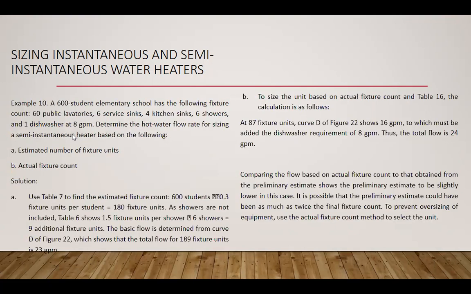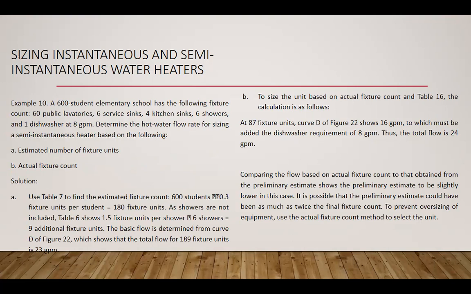Okay. Sample. A 600 student elementary school has the following fixture count: 60 public lavatories, 6 service sinks, 4 kitchen sinks, 6 showers, and 1 dishwasher at 8 GPM. Determine the hot water flow rate for sizing a semi-instantaneous heater based on the following: A. Estimated number of fixtures. B. Actual fixture count. Solution A. Use Table 7 to find the estimated fixture count.